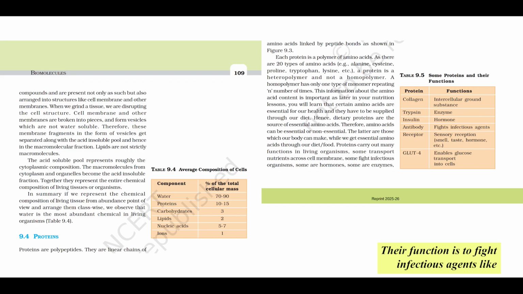Antibody. Antibodies are proteins that are key players in our immune system. Their function is to fight infectious agents like bacteria and viruses. Antibody fights infection. Receptor proteins. These are usually found on cell surfaces and are involved in sensory reception. They detect signals from outside the cell, things like smells, tastes, or the binding of hormones or neurotransmitters. Receptors receive signals. GLUT4. This is a specific example of a transporter protein. Its job is to enable glucose transport into cells, which is vital for getting energy into the cell.